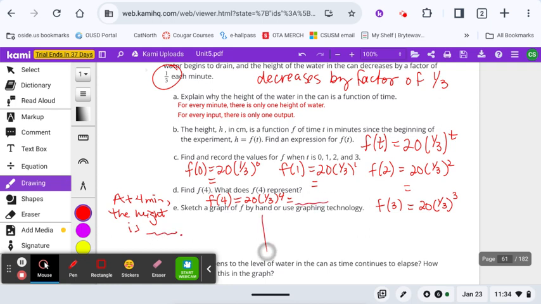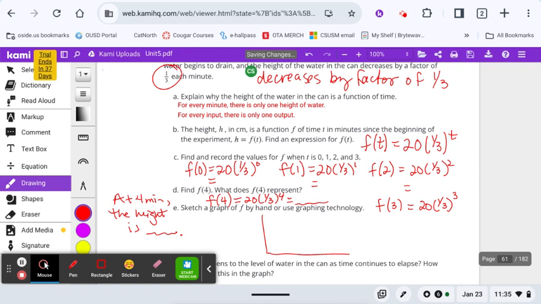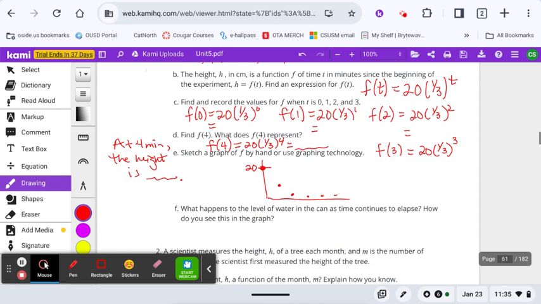Sketch a graph of f. So this is starting when you plug in 0 at 20, and then it's going down 1/3. So it starts up here, 1/3, 1/3, 1/3. You'll get a decreasing function like that. What happens to the level of water in the can as time continues to elapse? How do you see this on the graph? The level of the water is decreasing exponentially.